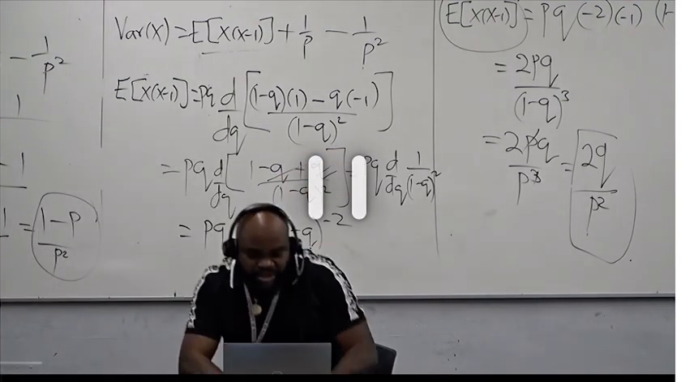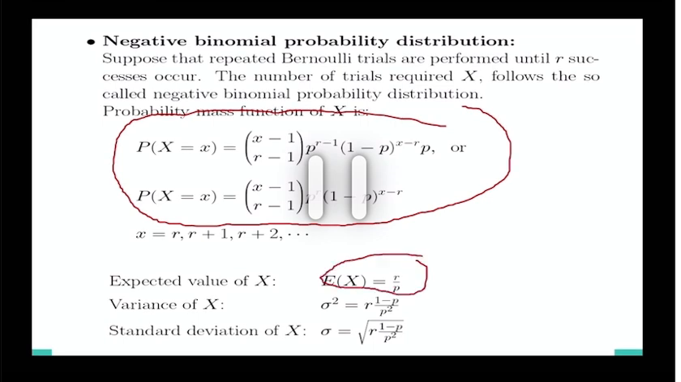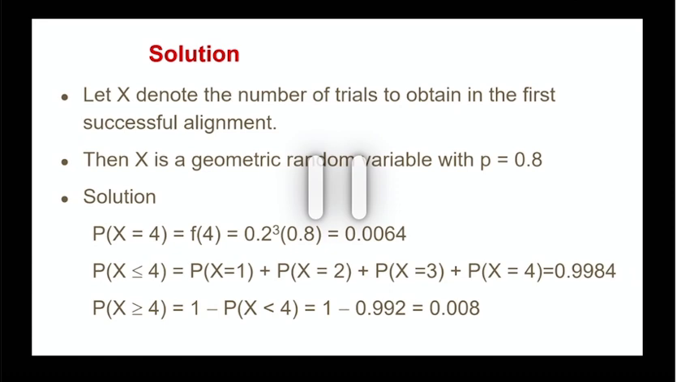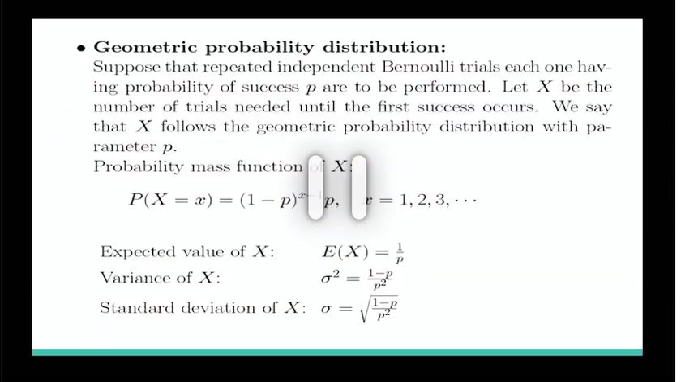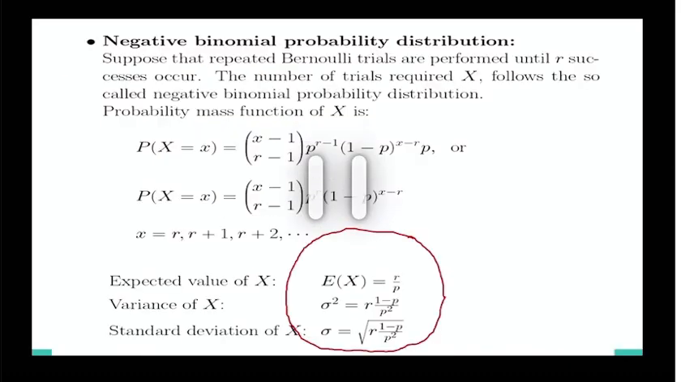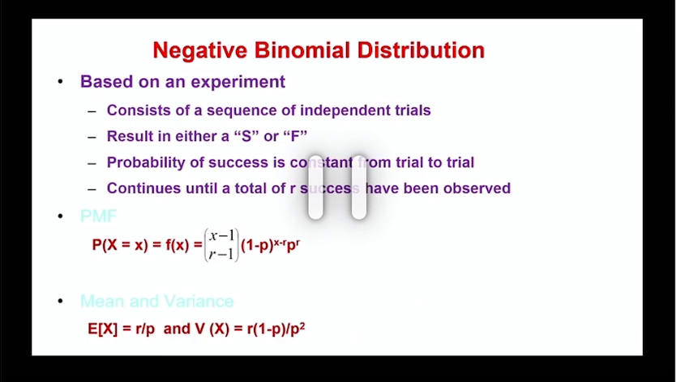Now, are you surprised? Look at the mean. What do you see? In geometric, what was the mean? 1 over p. But in negative binomial, r over p. We're talking about r successes. We are not seeing that for the first time. So please pay attention. Look at this guy here. Compare with this guy here. Look at that. Then you're going to see that if you come here and you plug in r equal to 1, then you will go back to the geometric. That makes sense?